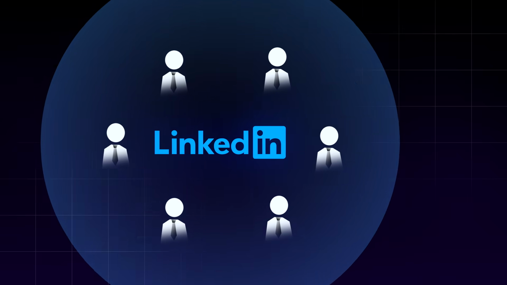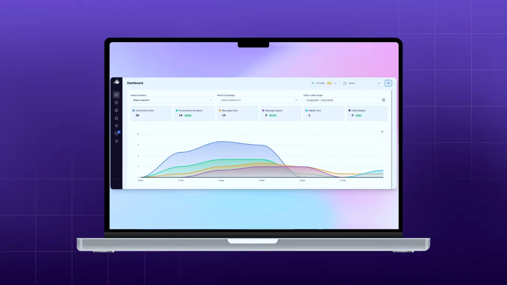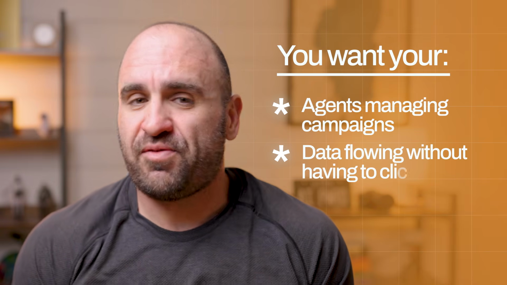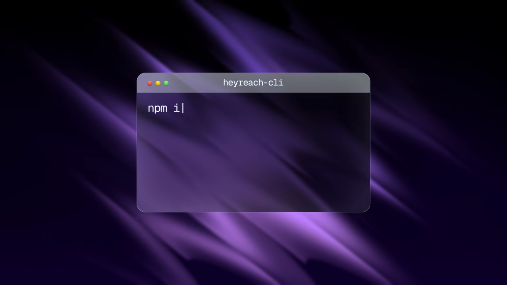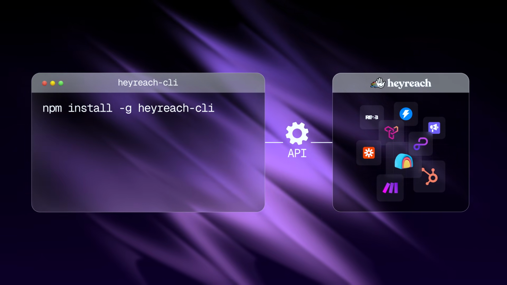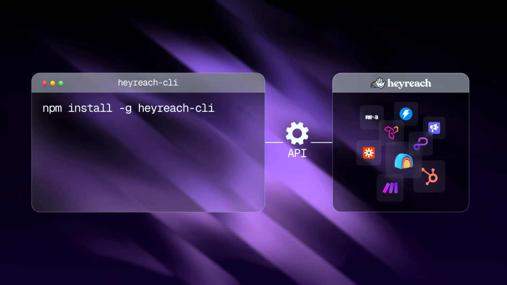If you're running LinkedIn outbound through HeyReach, you know the dashboard is great. But if you're like me, you want to go faster. You want your agents managing campaigns, you want your data flowing without having to click through any tabs or logins. So with that, I built HeyReach CLI, a full command line tool that covers the entire HeyReach API, which gives your AI agents full control without having to log into anything.